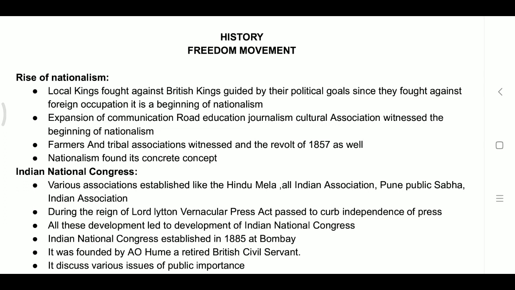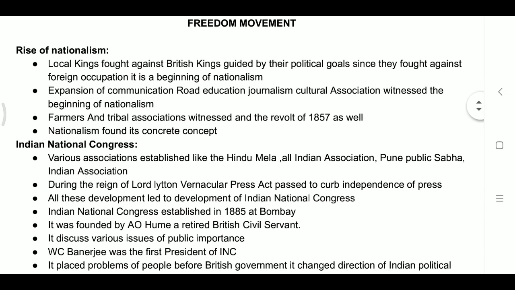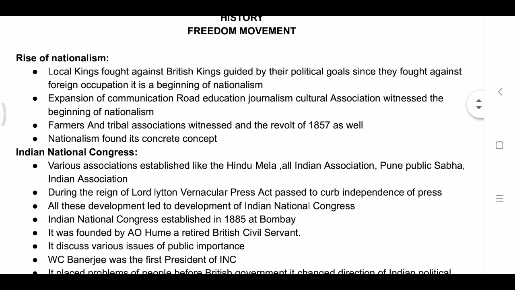The rise of nationalism. Nationalism is nothing but the love of country, devotion to one's country. How did this nationalism rise in India? There is some particular background for the rise of nationalism in India. The local kings fought against British kings, guided by their political goals, and fought against foreign occupation.